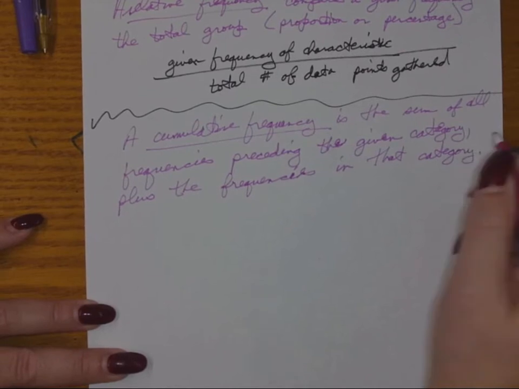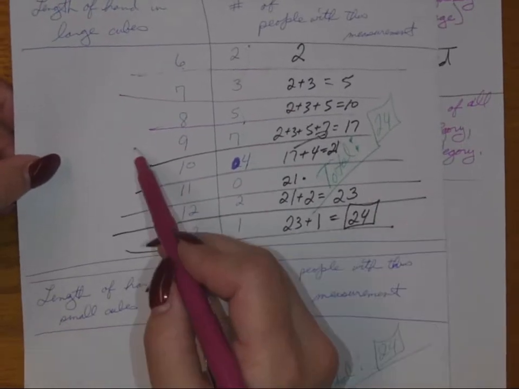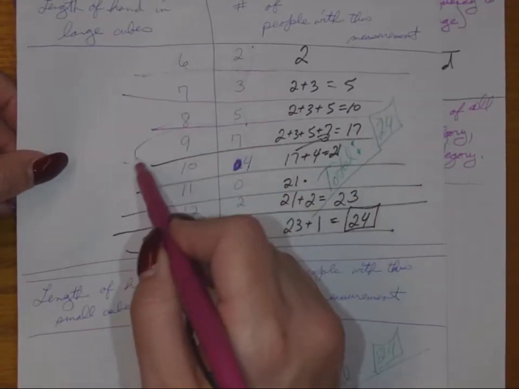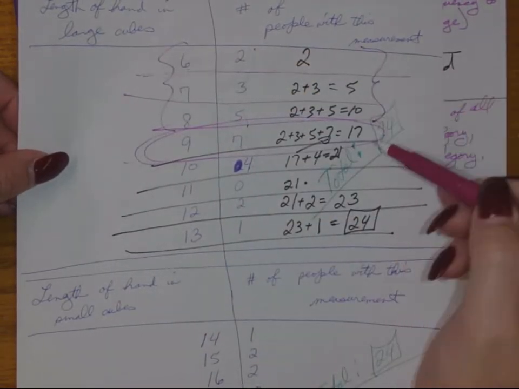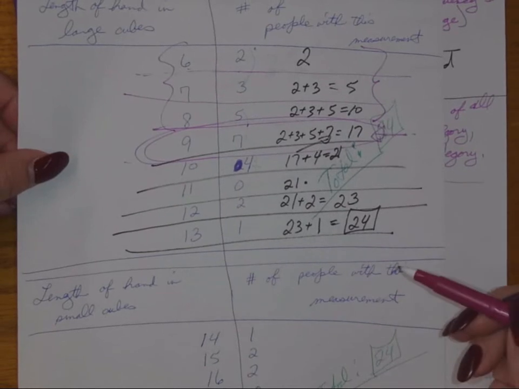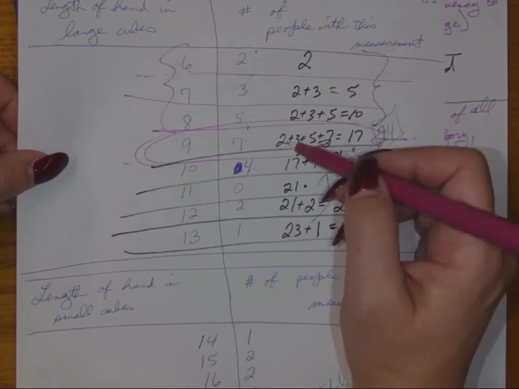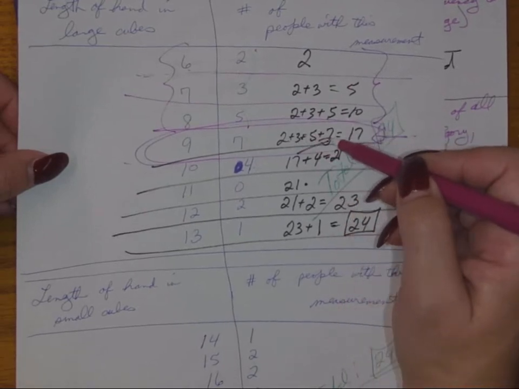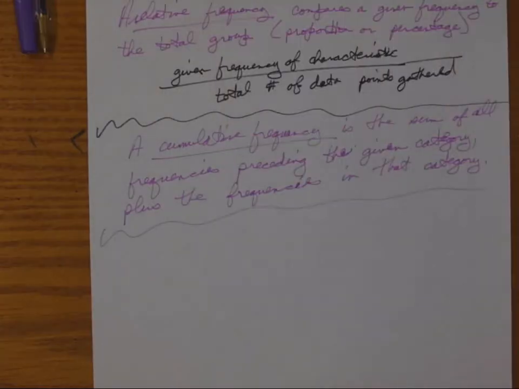Okay, so what the heck does that mean? Again, if I was looking at, let's say 9 here, if I wanted the cumulative frequency for 9, it would be the sum of all the previous guys plus the occurrences that are in that category, so the 9 in this case. So all the guys before it, 2 plus 3 plus 5 plus 7, plus the one I'm in, that gives me the total accumulated stuff. Okay, awesome.